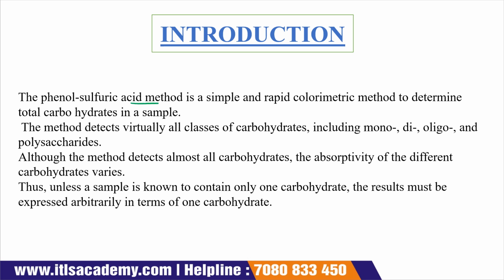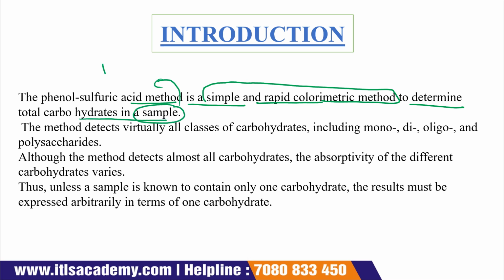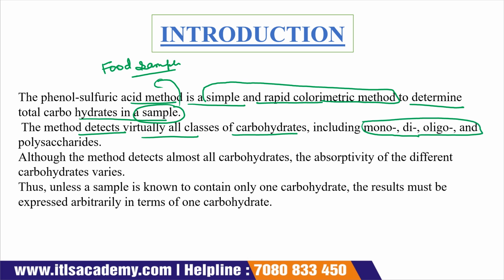The phenol sulfuric acid method is a simple and rapid colorimetric method which is used to determine the total carbohydrate in a sample. Here the sample is a food sample in which the carbohydrates are present. The method detects virtually all classes of carbohydrate, including mono, di, oligo, and polysaccharides. Although the method detects almost all carbohydrates, the absorptivity of the different carbohydrates varies.